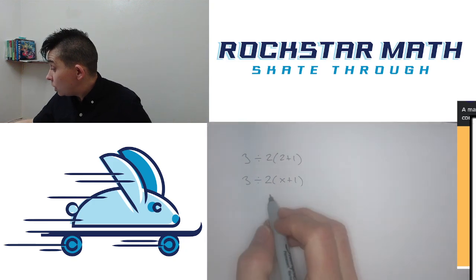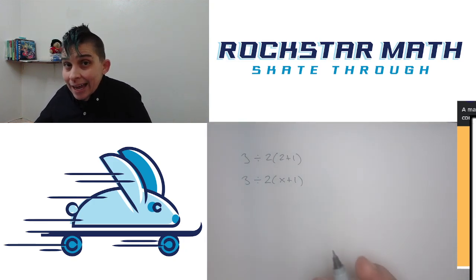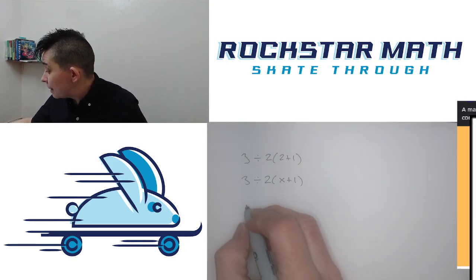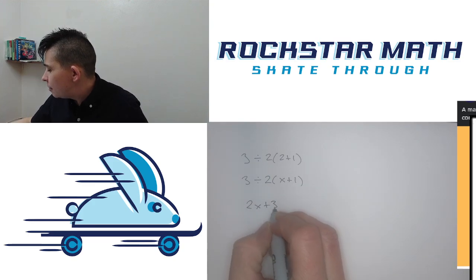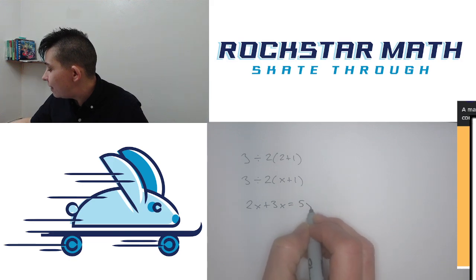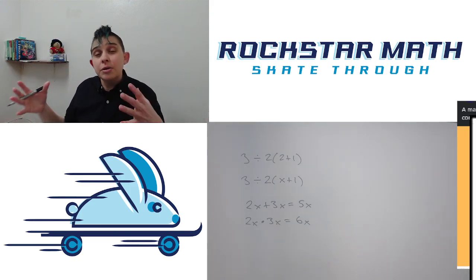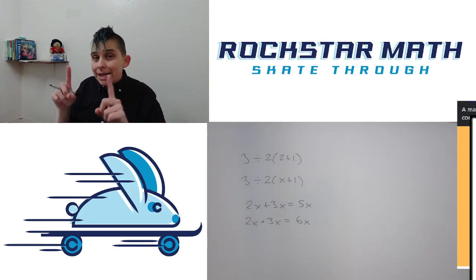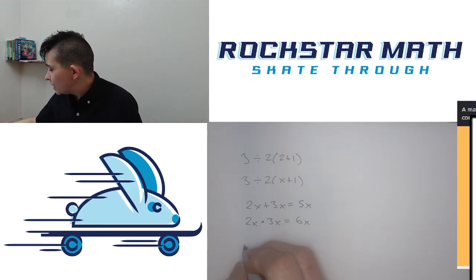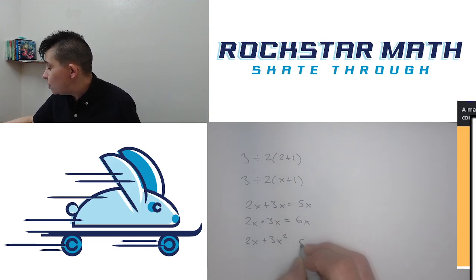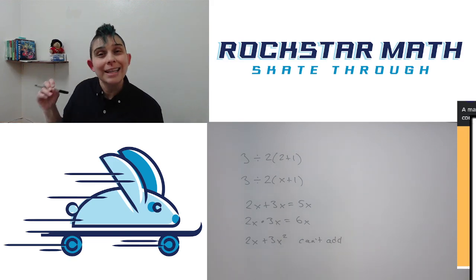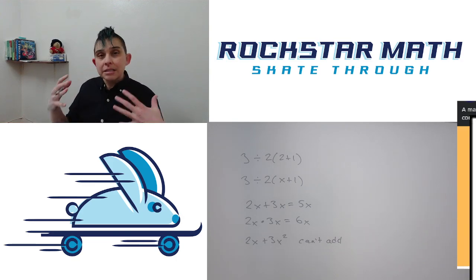So you're going to learn when you can add things with letters and when you can't. For example, you can take 2x plus 3x and you would get 5x. But 2x times 3x is 6x squared. So those are the type of rules you'll be learning. When can I add and when can I not? For example, 2x plus 3x squared, you can't add. They are not like terms.